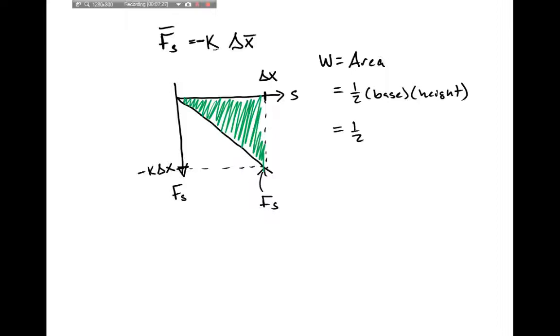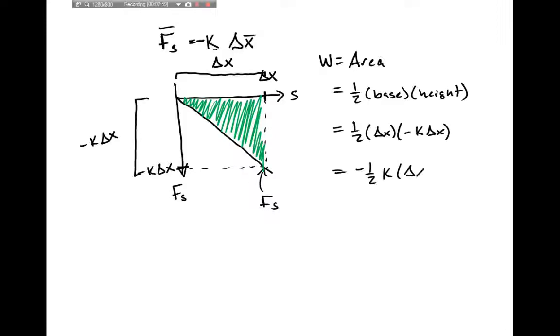The base of this triangle is equal to this distance delta x, and the height of the triangle is equal to this force, which is minus k delta x. If we plug all this in, the base is delta x and the height is minus k delta x, so we see the work that is done by the spring is minus 1/2 k delta x squared. This is the work done by a spring whenever the spring is compressed or stretched by a distance delta x.